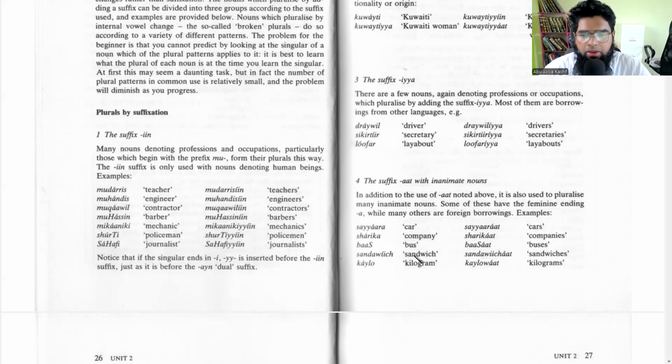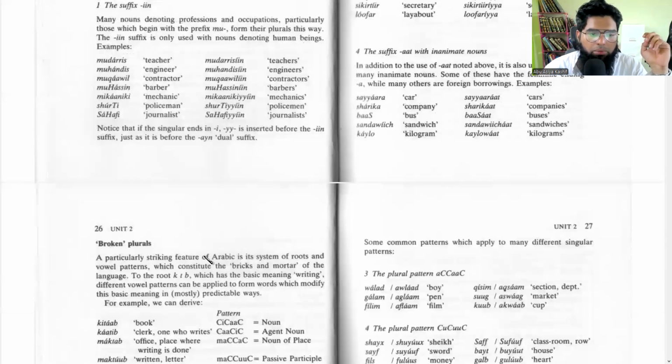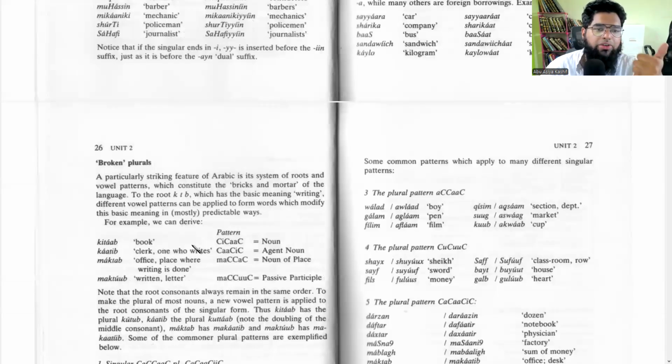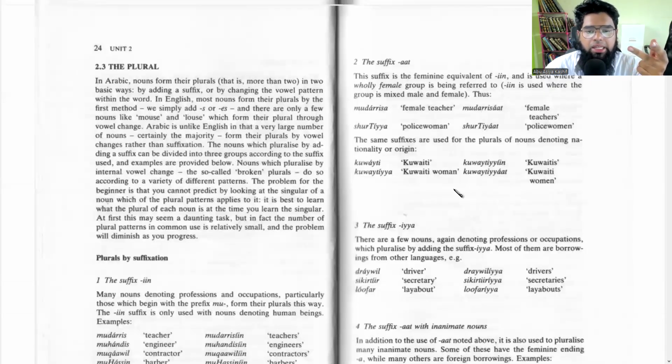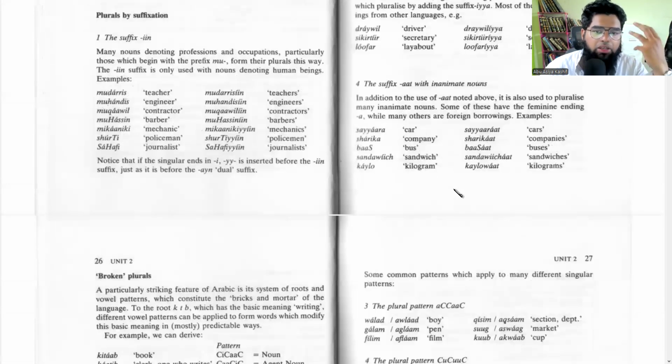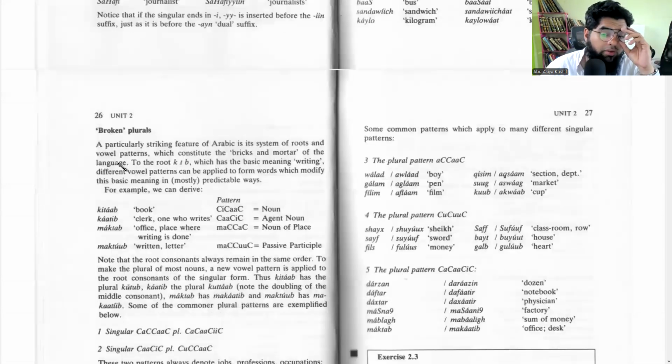sandwich, this is sandwichat, or sandwich, kilo, kilowatt, kilo. Broken plurals. So here it is in or in, and then at, and then iya here, and then at here. These are suffixes. Broken plurals, they don't have any pattern as such. Like it's not like a fixed pattern.